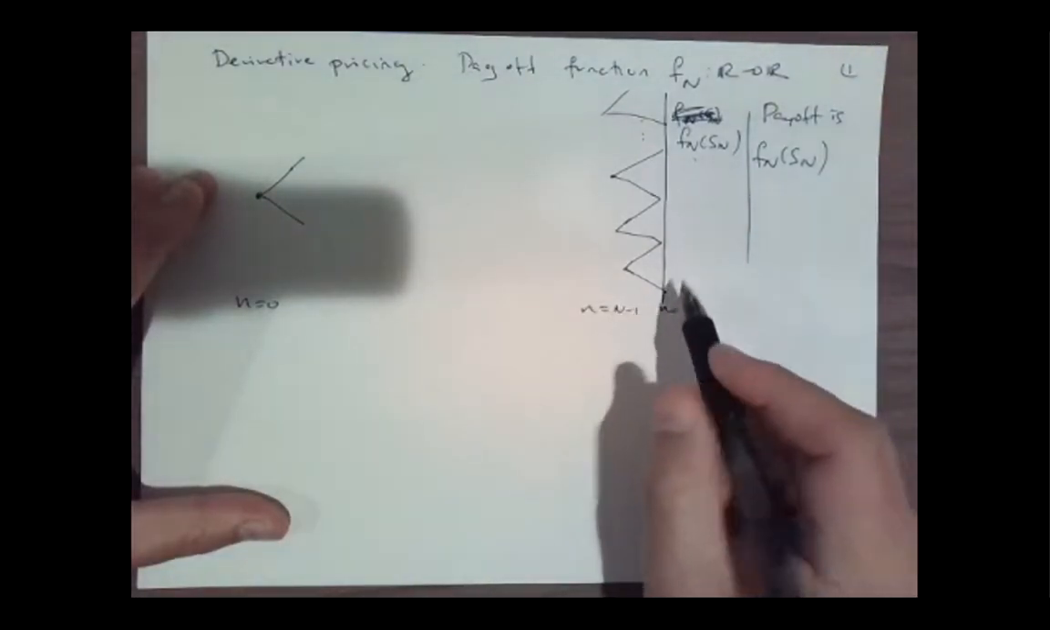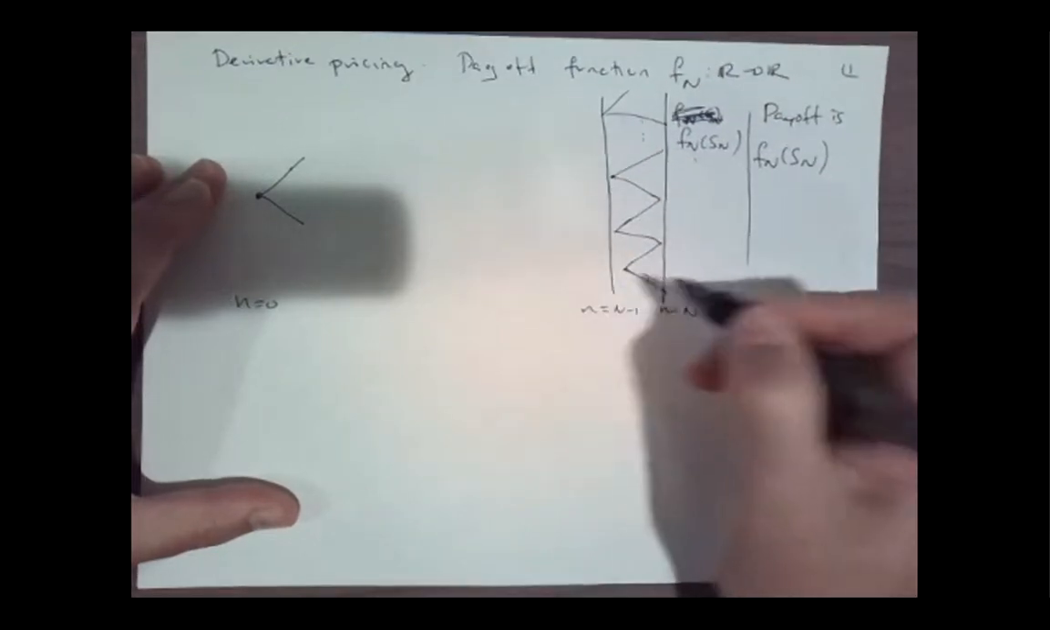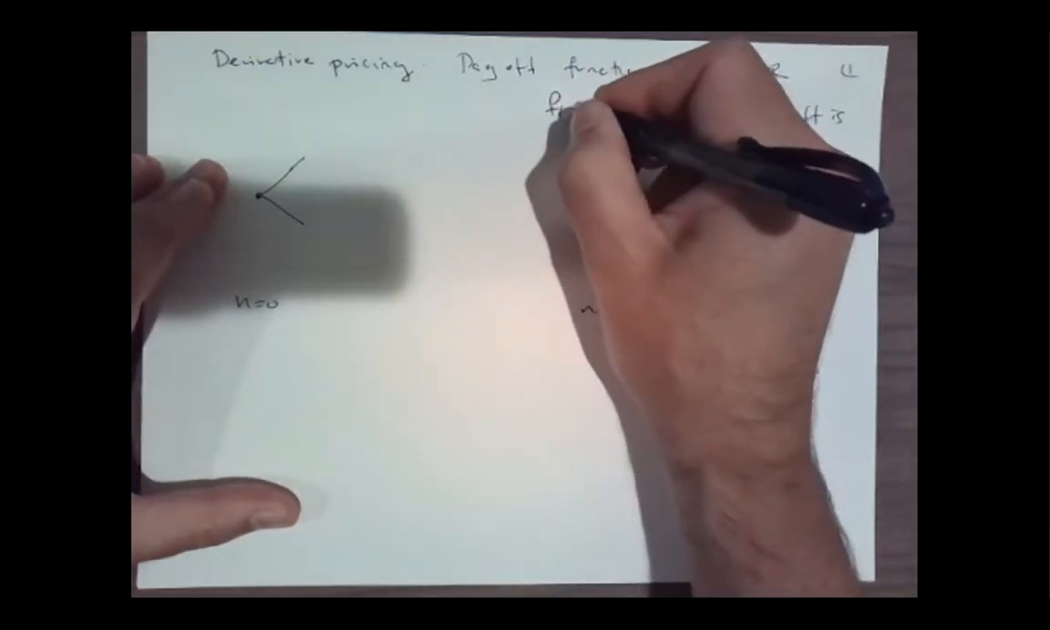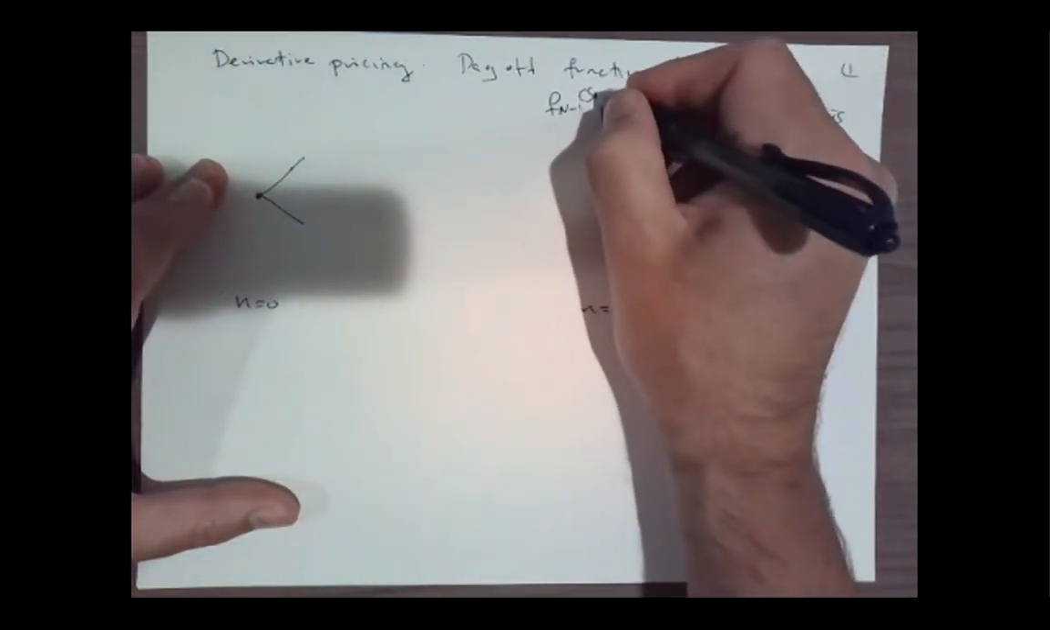So the starting point is you move back iteratively. You start by going from time capital N to time capital N minus 1. And so you're sitting here and you want to determine a function Fn minus 1 of Sn minus 1.